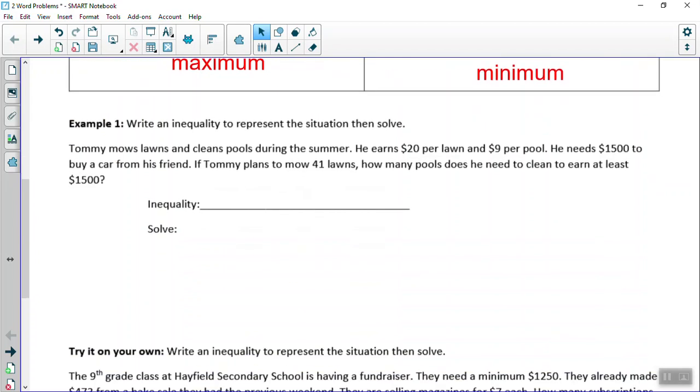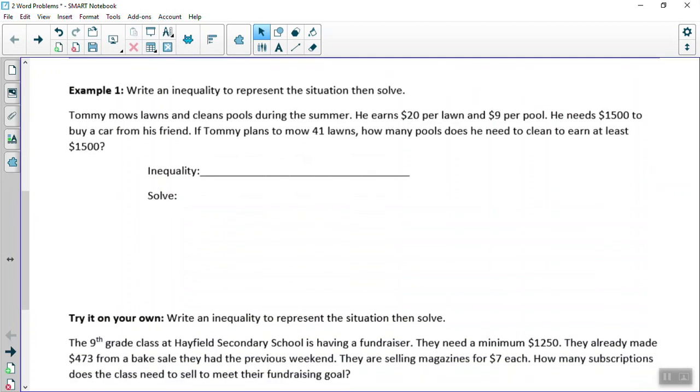All right, so let's come down here and write an inequality to represent the situation, and then we're going to solve it. Tommy mows lawns and cleans pools during the summer. He earns $20 per lawn and $9 per pool. He needs $1,500 to buy a car from his friend. If Tommy plans to mow 41 lawns, how many pools does he need to clean and earn at least $1,500?